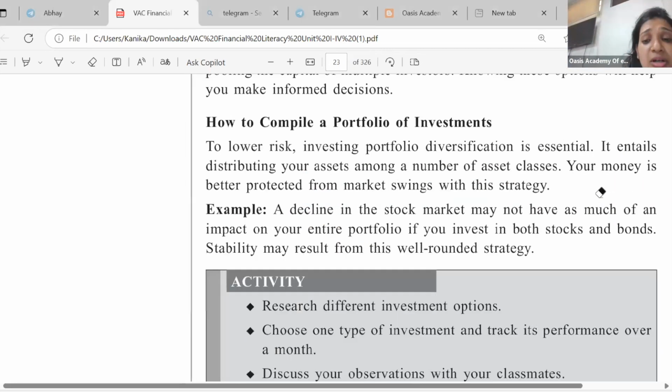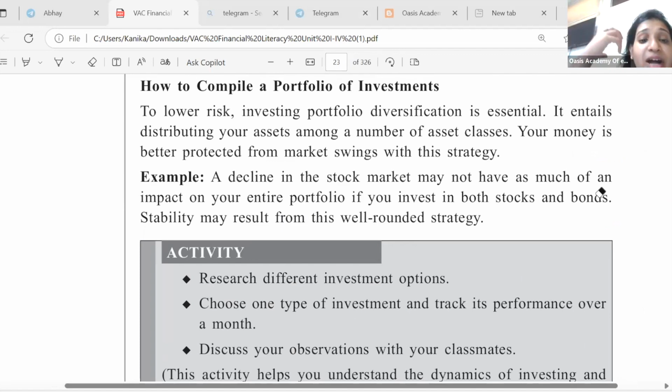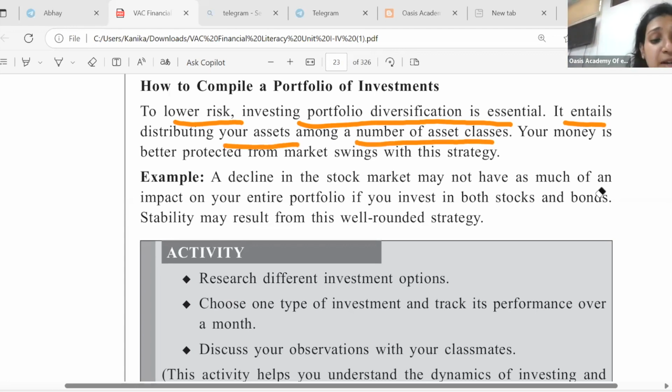Then how to compile a portfolio. When you start building a portfolio, you have to know that you can't keep all your investments in one pocket. You have to keep different types of investment and diversify your portfolio in different areas. If you want to lower your risk, you have to invest in portfolio diversification. It entails distributing your assets among a number of asset classes. Your money is better protected from market swings with this strategy.